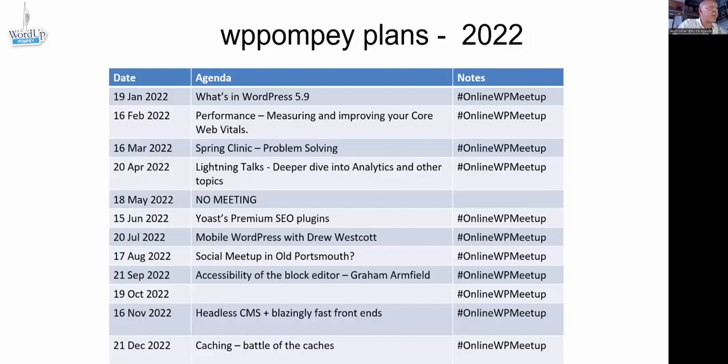Anyway, following that, whether we have that meeting or not, in September Graham Armfield is going to come and talk to us about his brand new presentation, which is accessibility of the block editor. I don't know if that's the front-endedness of it or if it's actually for people using the block editor, but it'd be good. Should be nice and interesting. Then we have no idea what's going on in October and just made up things for November and December.